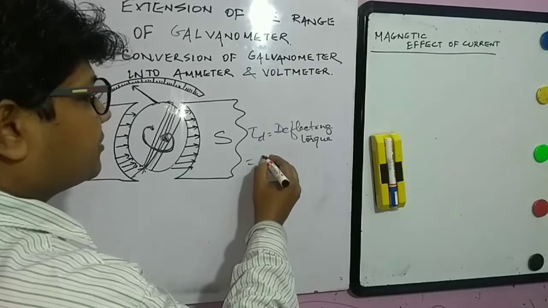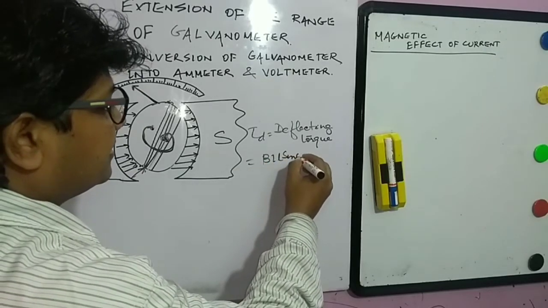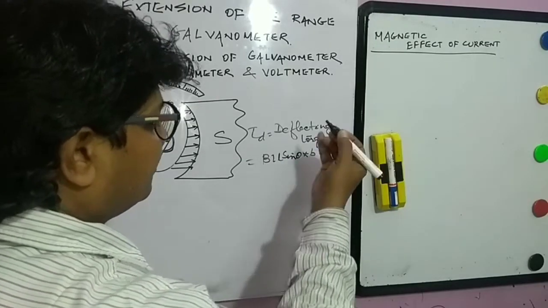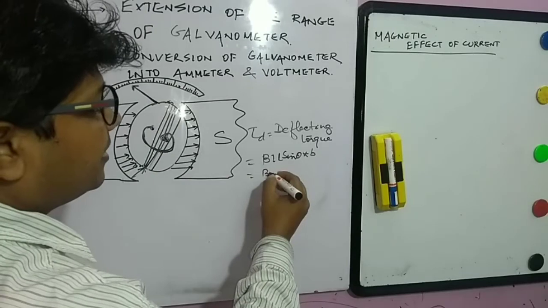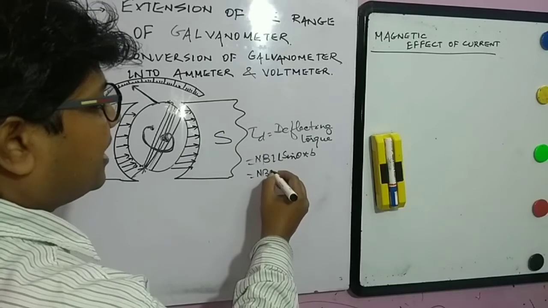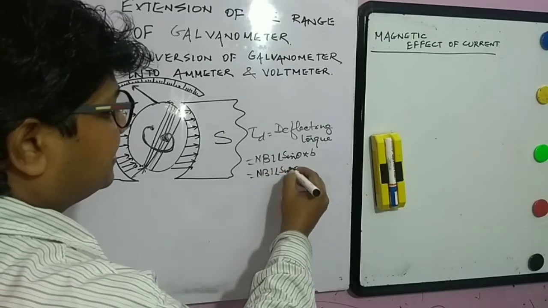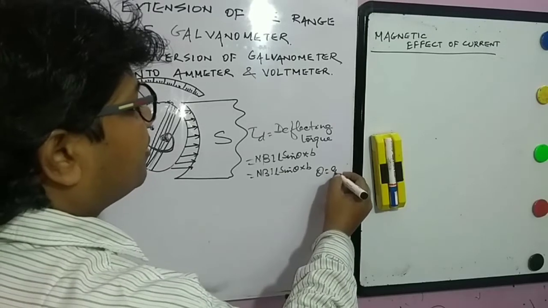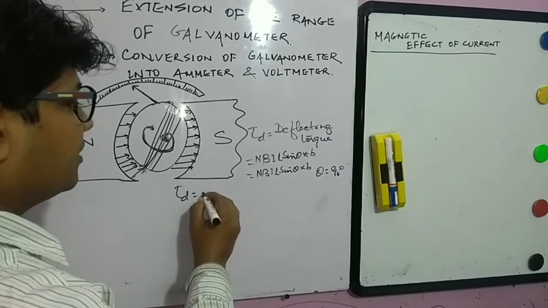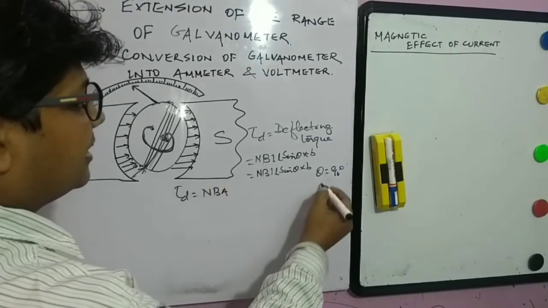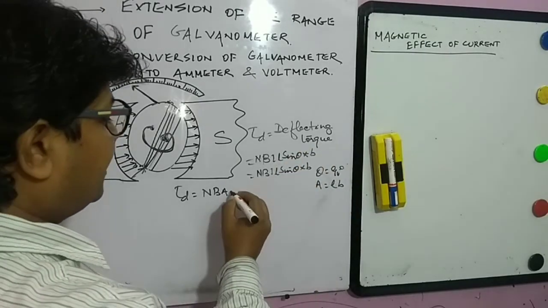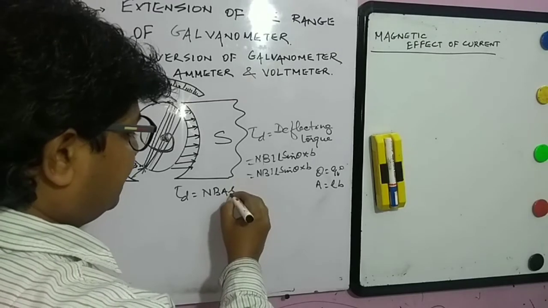And that will be equal to tau is equal to BIL sin theta into the perpendicular distance, and if n is the number of turns on the coil, this is n BIL sin theta into b, and for maximum torque theta is equal to 90 degrees, so this deflecting torque tau d will be equal to NBA I. A is equal to area, which is length into breadth, right? NBA, and this is sin 90 degrees.